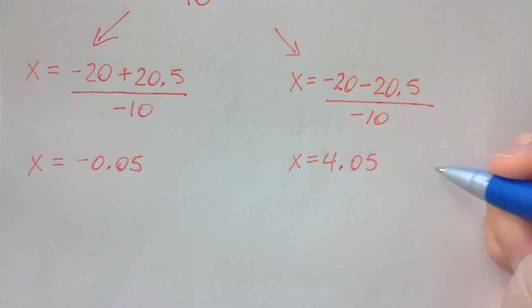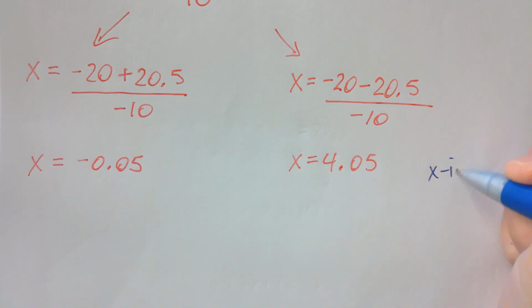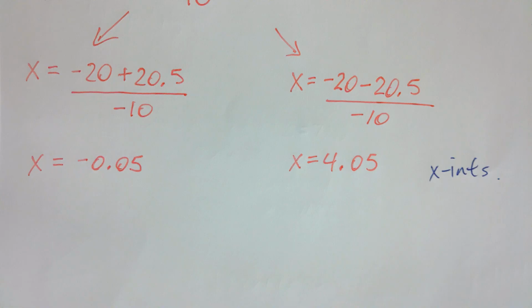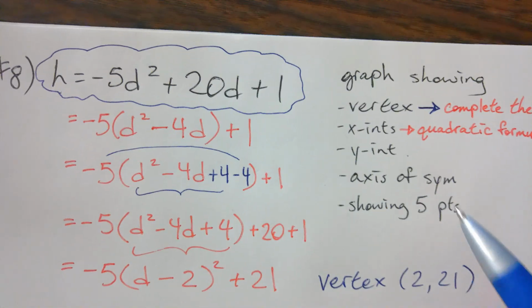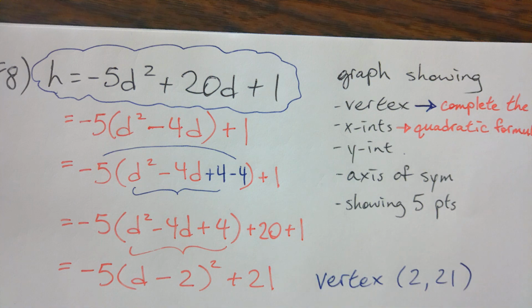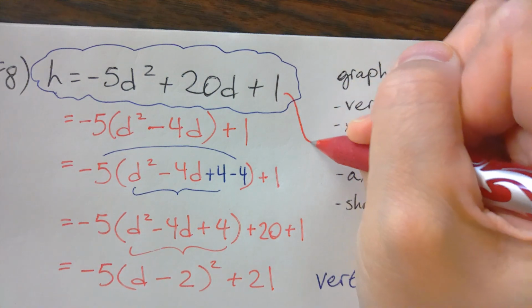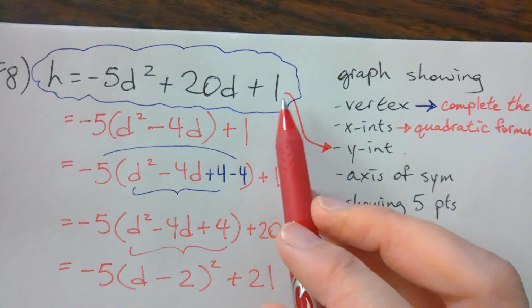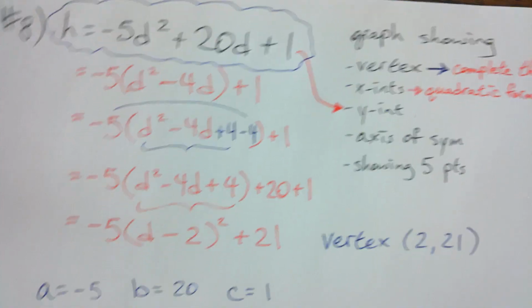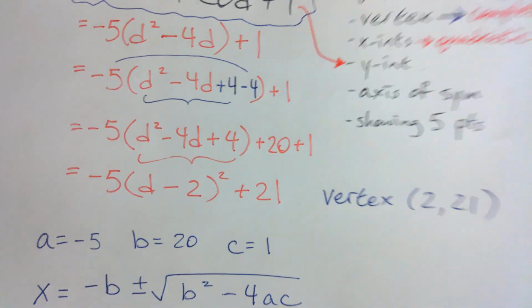Okay, so these two are my x-intercepts. What is my y-intercept here? William, 1. Why? Because in standard form it shows the y-intercept. Right, your y-intercept is just the 1. Okay, so now we can actually graph it.